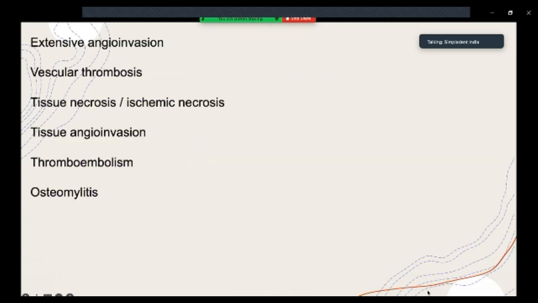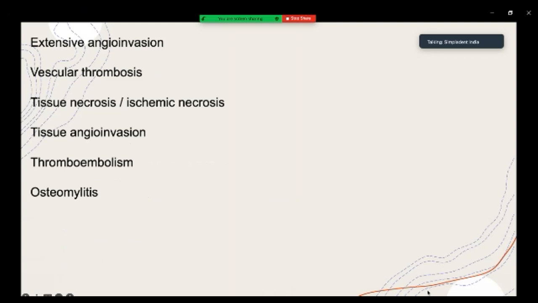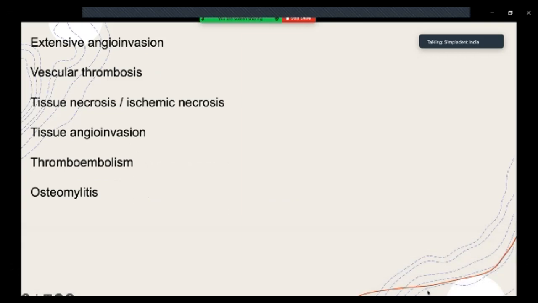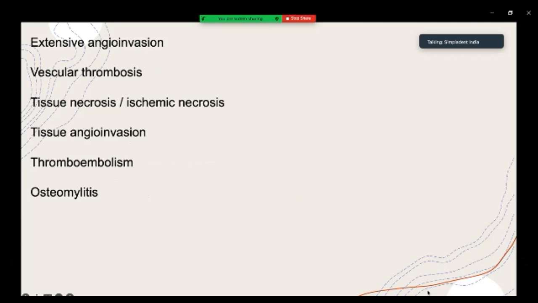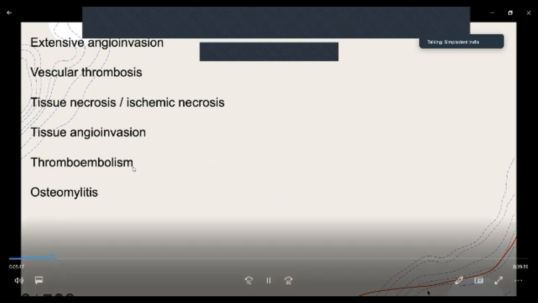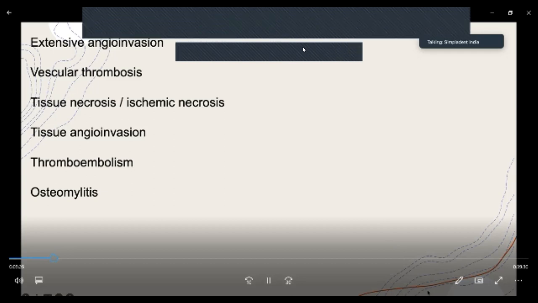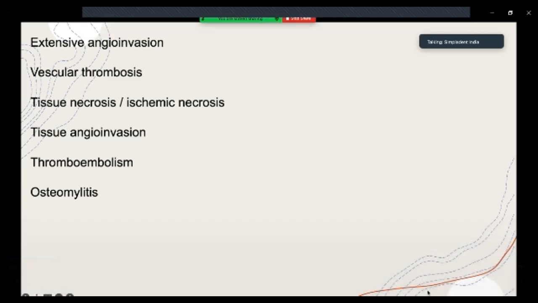So how does mucormycosis happen? There is extensive angioinvasion, which leads to vascular thrombosis and tissue necrosis. When there is tissue necrosis, the drug therapy we use to control mucormycosis is not effective, because the medications do not reach the targeted site properly. With angioinvasion, it becomes a disseminated mucormycosis and spreads to adjacent sites, leading to thromboembolism, and again necrosis of the tissue. The situation is somewhat like osteomyelitis, but it's not a bacterial osteomyelitis.